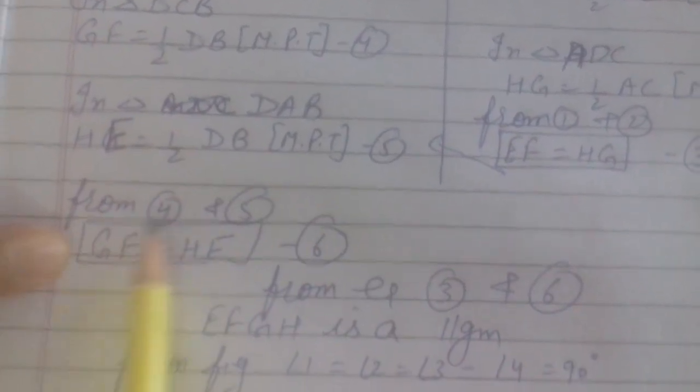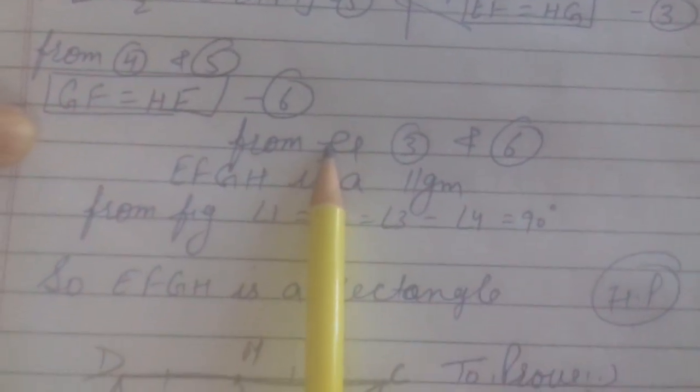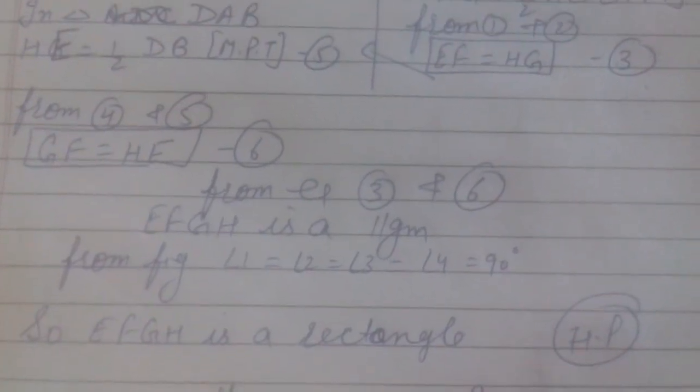So this way you have to solve. I have started the question from here. Then after this step, clear? After this, from equations 4 and 5, this is the 6th equation. This is the solution, you can go through it.